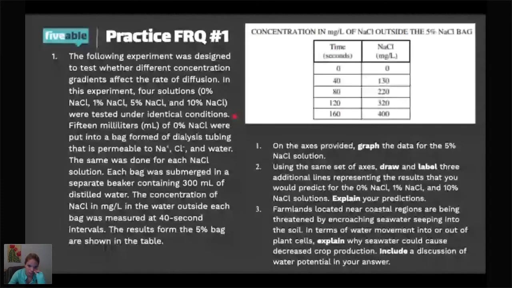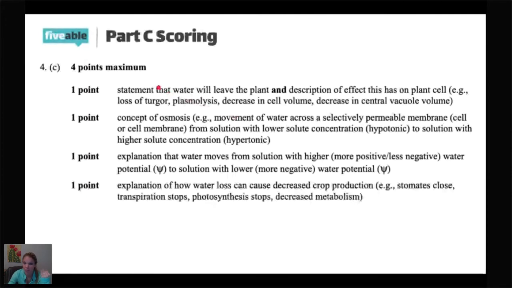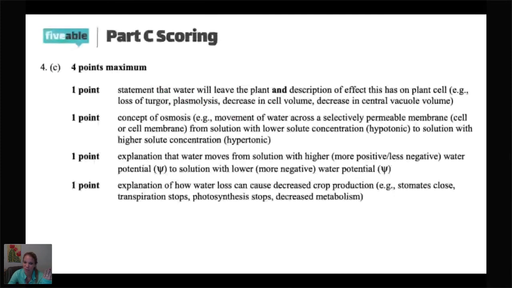So for your part C scoring, there's 4 points maximum. This is a long question. So you've got to talk about how water is going to exit the plant. And we already kind of know this. Water dehydrates you. That's why they tell you don't eat seawater. So you can kind of run with that.